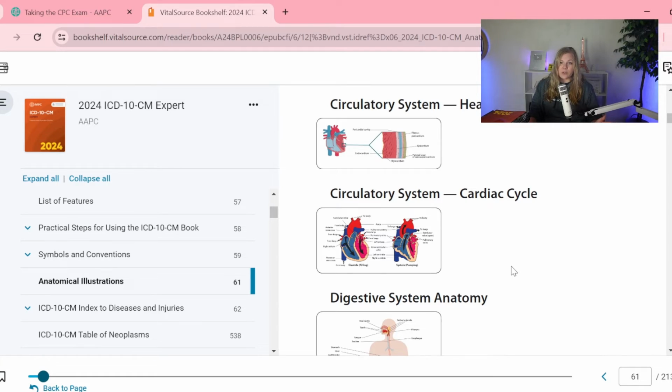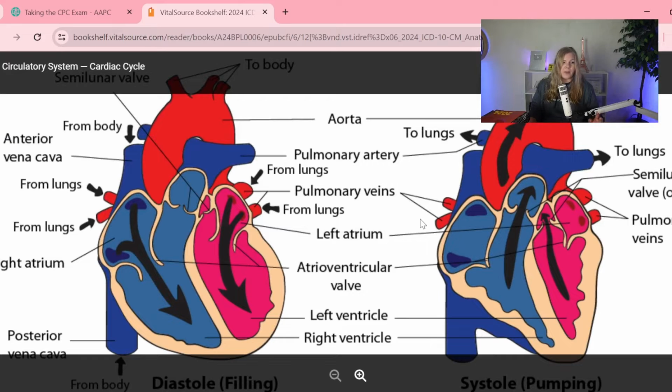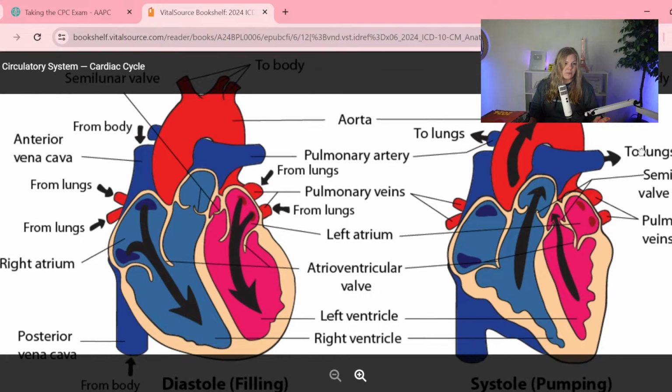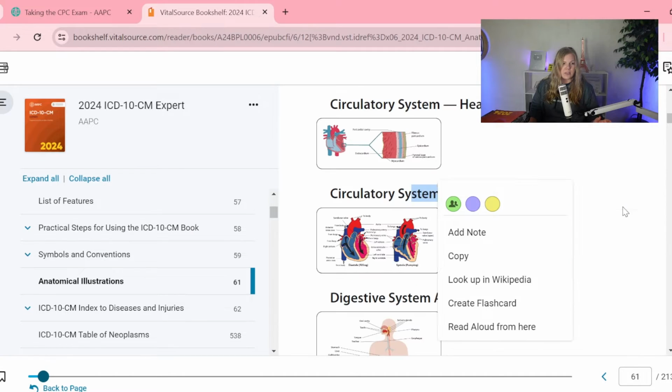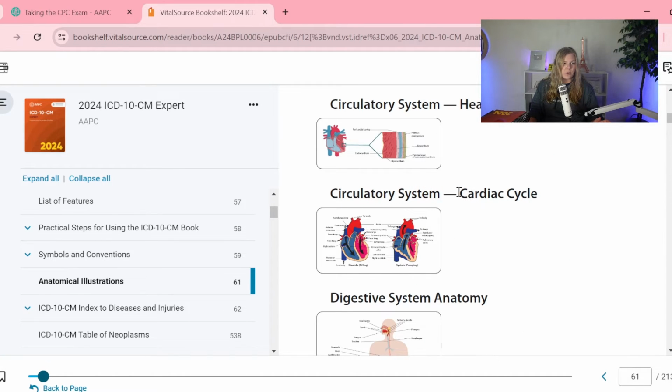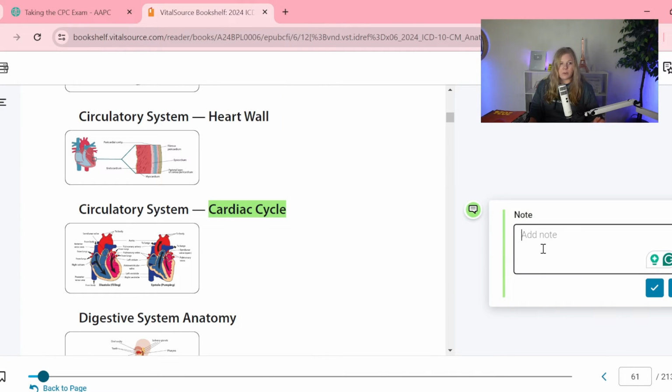So let's say I get a question on my exam on the blood flow of the heart. I can click here on my circulatory system on the cardiac cycle. And maybe if you want, you can just go ahead and write some notes in here. Now, you can't notate the picture itself, but what you can do is highlight maybe cardiac cycle and add a note in there. And if you wanted to Google what's the blood flow of the heart and paste it in there, you could.